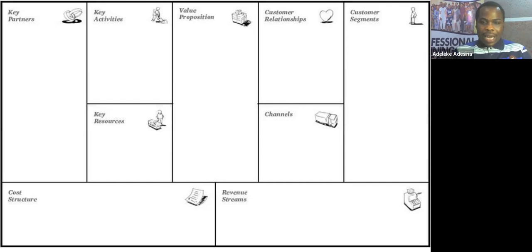So the next element is your revenue stream, which is also common to both. Revenue stream shows you how you want to capture value. How do you want to capture value? Most times, one of the reasons why businesses are not growing is because business owners don't know how to capture value. You capture value in capital, in money, in monetary form.